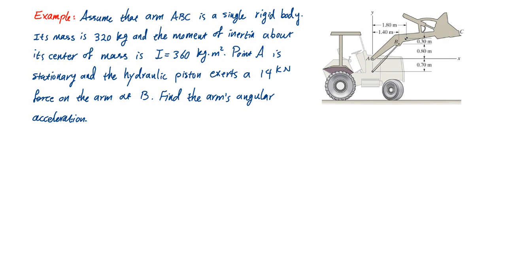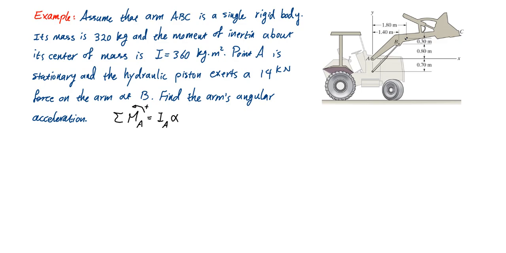Now we are asked to find the arm's angular acceleration. Let's see how that works. I know it's a motion about point A, so rotation about a fixed axis, and that axis is point A. So I can always start with the summation of all moments about point A is equal to IA, the mass moment of inertia about point A, times angular acceleration. The motion is counterclockwise, so I take counterclockwise as positive.